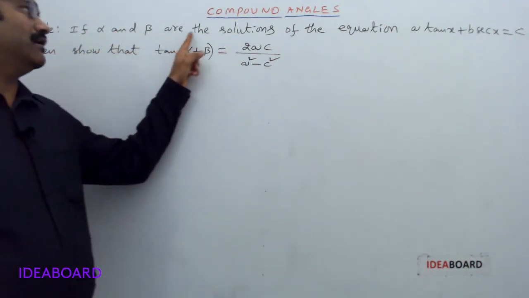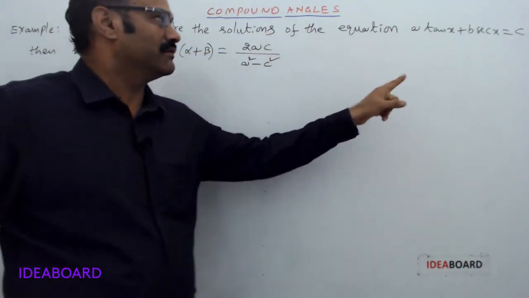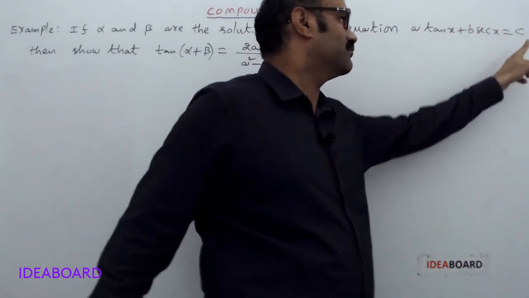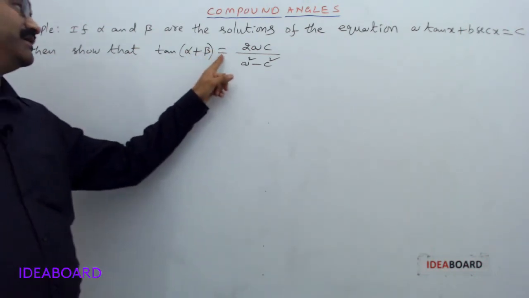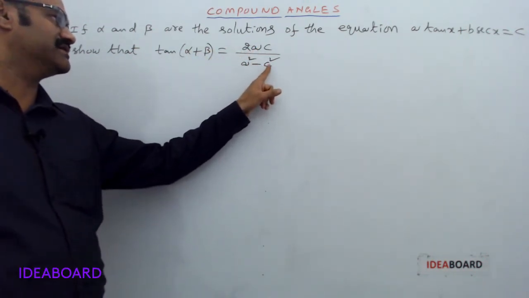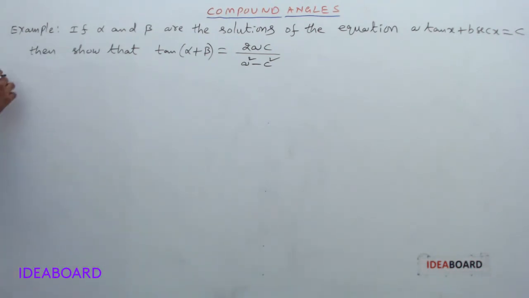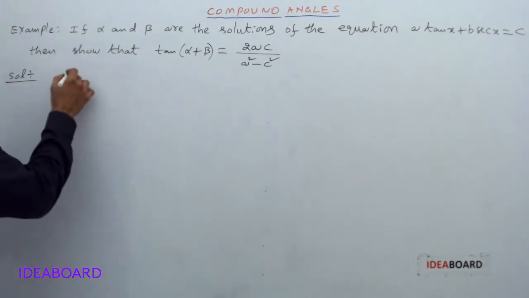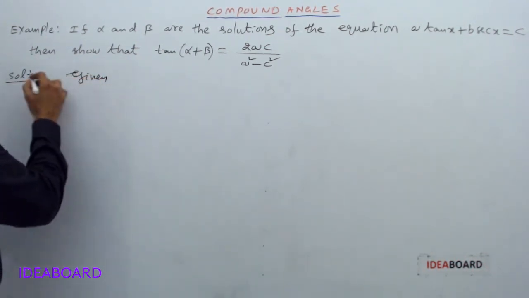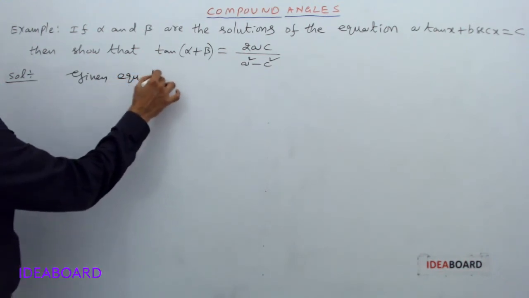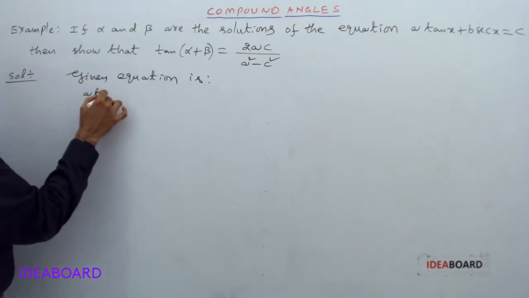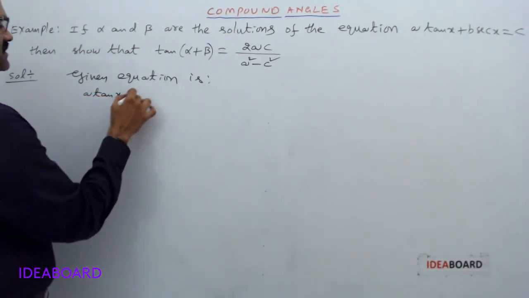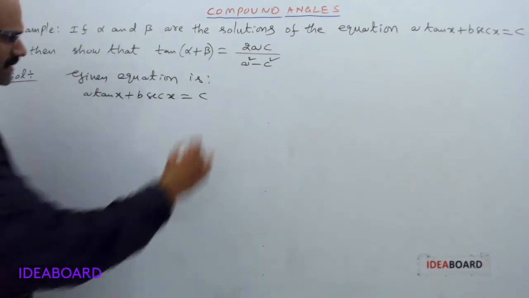If alpha and beta are the solutions of the equation a tan x plus b secant x equal to c, then show that tan of alpha plus beta equal to 2ac by a square minus c square. Solution: given that, the given equation is a tan x plus b secant x equal to c.